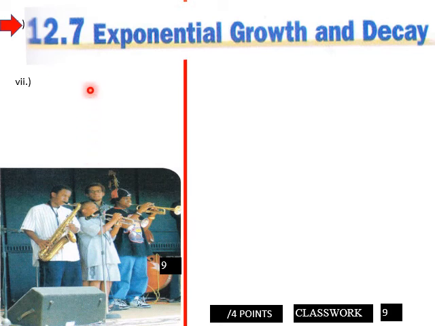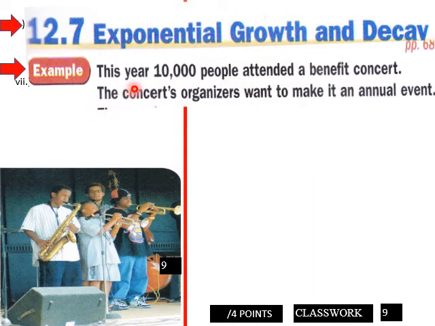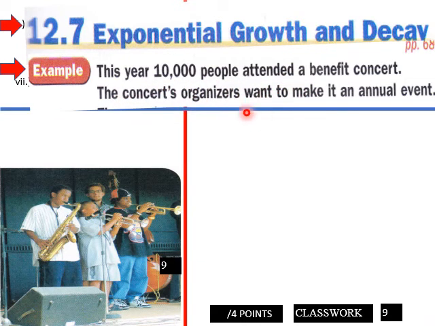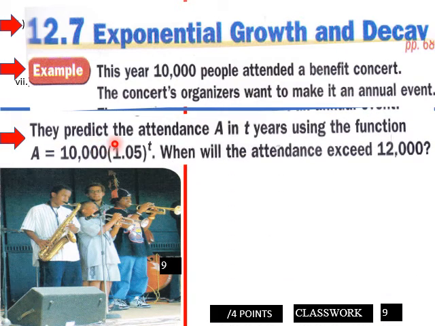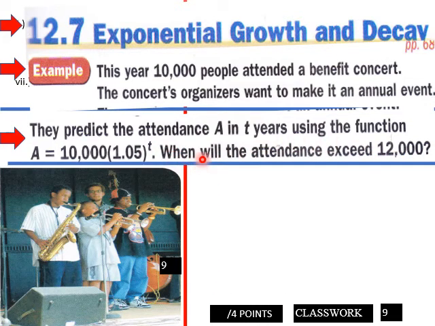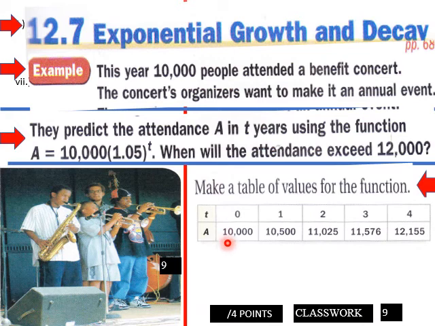Our next is 12.7, exponential growth and decay. This year, 10,000 people attended a benefit concert. The concert's organizers want to make it an annual event. So they predict the attendance A in T years using the function A equals 10,000 times 1.05 to the T power. When will the attendance exceed 12,000? Which year will the attendance exceed 12,000?